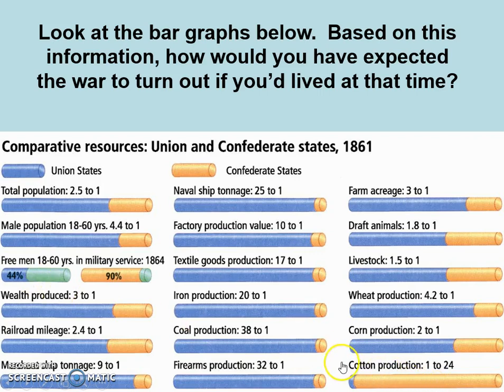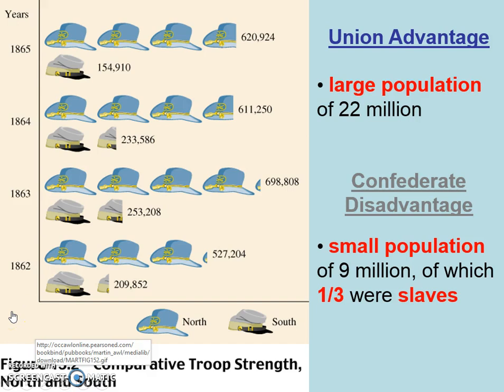And of course the South had a much greater cotton production because it was their main source of income. But just about everywhere else, you see factory goods here, again, livestock, wheat, corn, animals, just about everything else, the Union had a great advantage. Another important Union advantage was simply their population.